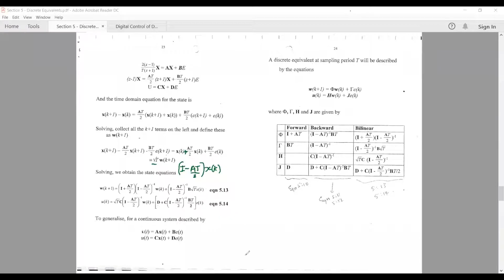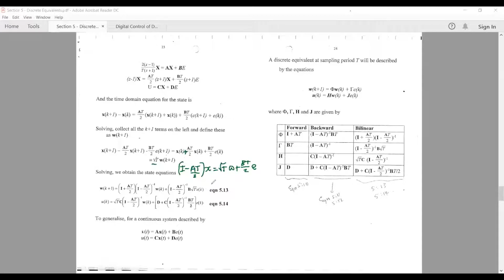So instead of putting x of k, we can just simply put x here to make it simple. So I minus AT over 2 times x, which will be this side, minus, so this minus will go on the other side. So we will have on the other side equal to root of T times w plus BT over 2 times e.